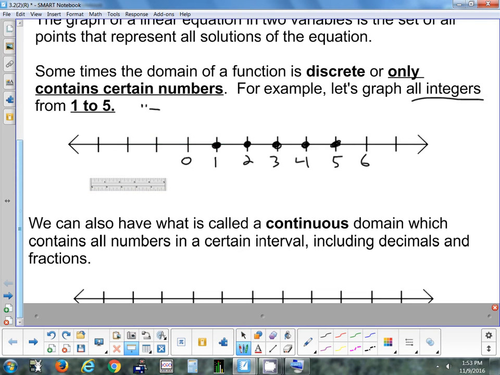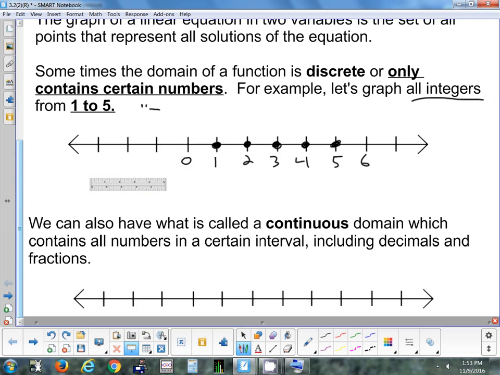Okay, and I'm going to do the same thing. I'm going to show you a picture of a continuous domain. This time, let's not graph all integers from 1 to 5. Let's graph all numbers. Not just the integers. Let's graph every single number from 1 to 5.